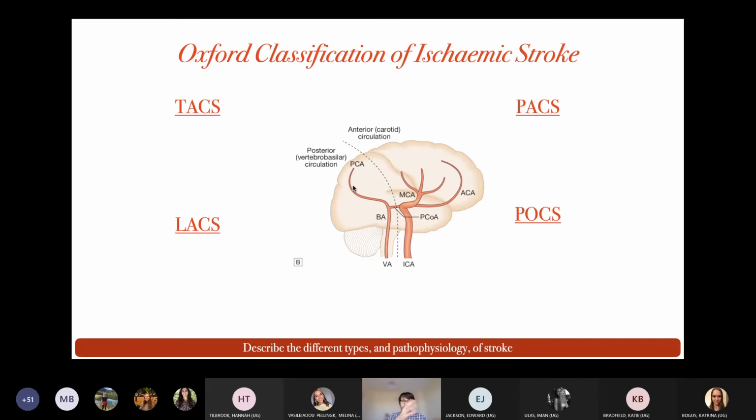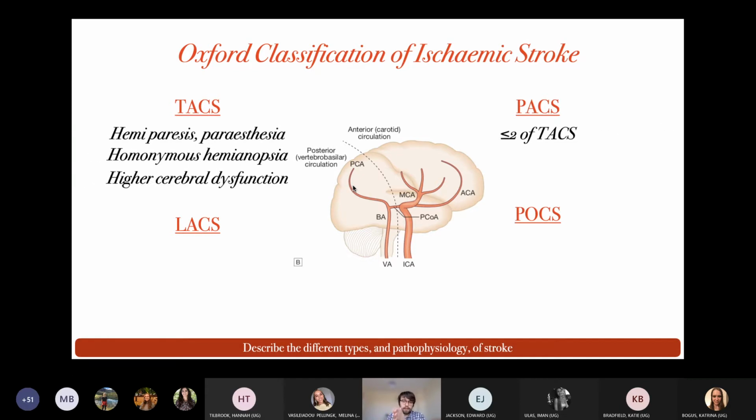But how do you remember the difference between a TACS, PACS, LACS, and POCS? Well, actually, it's quite easy because if you know TACS, you know PACS, and you know LACS. And let me explain it in some detail so you understand that. There are the 3 H's. The 3 H's of TACS are hemiparesis and paresthesia. Okay, so hemiparesis is half-sided, one side of the body's weakness, or paresthesia, altered sensation. So one side of the body is paralyzed or has altered sensation.